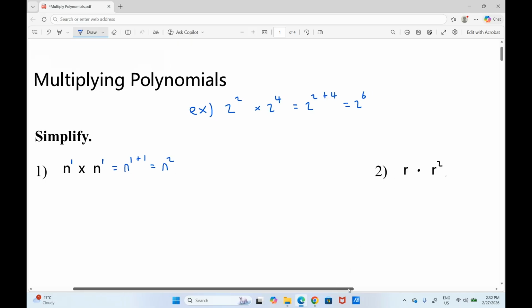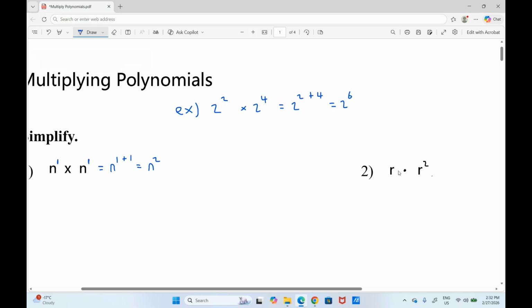Now for question 2 over here, I have r times r squared. So this dot just means multiply. The reason I use the dot is because this multiplication symbol here looks very similar to the variable x. So to avoid confusion, I either write this as just r and r squared in brackets, or I write it like this with the dot to show that it's multiplying to each other. In this case, I chose to write it like this.